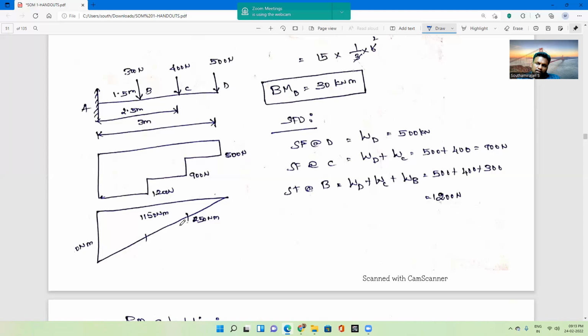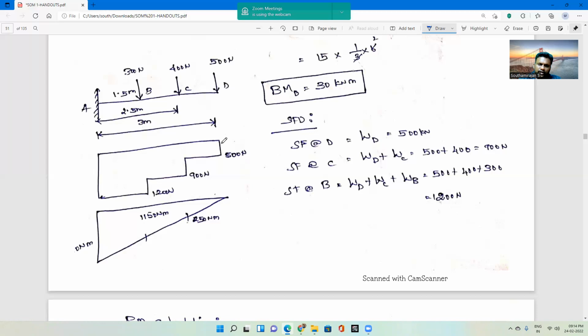So the shear force is nothing but the algebraic sum of all the forces up to this point, and that will be represented as the shear force. The algebraic sum of all the forces is one will be 500 Newton and another will be 400 Newton. Next will be 300 Newton. By making the algebraic summation, the value will be 1200 Newton. So we have calculated the variation of load at different points.